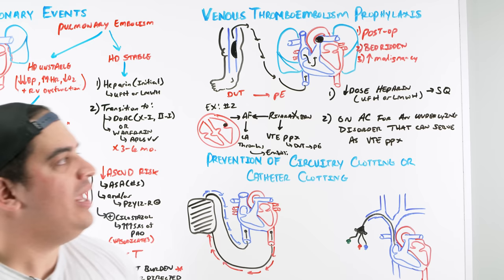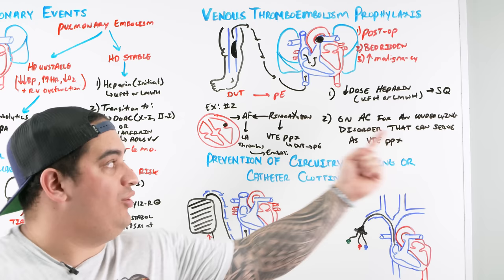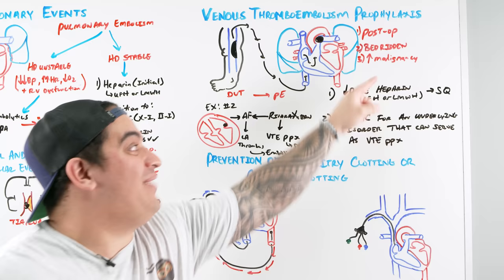So if a patient is not on full dose anticoagulation for an underlying disease, you should start them on one of these, whether it be low dose subcutaneous unfractionated or low molecular weight heparin. But if they are on full dose anticoagulation, then you can realize that this is treating one of their disorders, but also giving VTE prophylaxis. So you don't have to give them both, I think is the key thing. Okay, so it's one or the other.